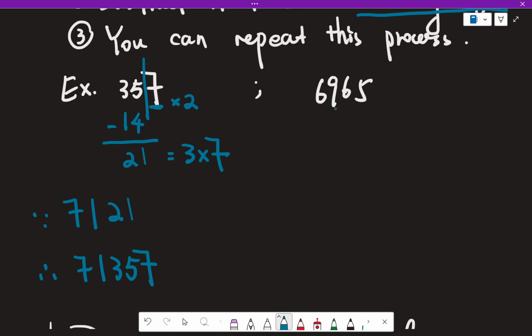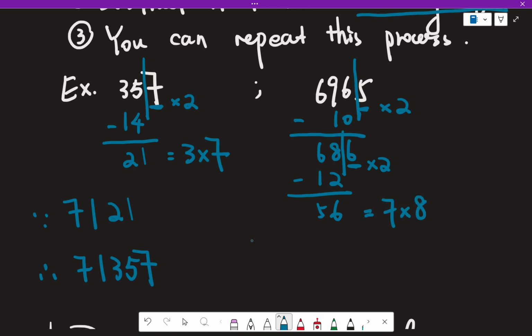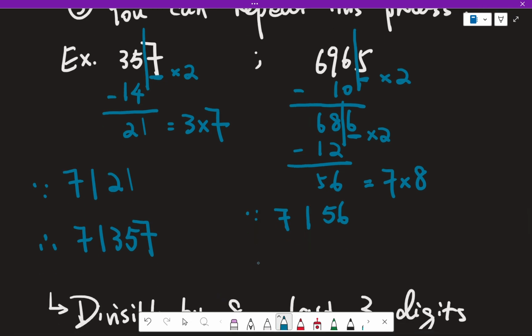Another example would be right here, 6,965. First, we double the last digit and subtract this 10 from the remaining digits. We got 686. And 686 is still fairly large. It is difficult to judge if it's divisible by 7. So we can take the last digit 6 again and multiply by 2. We got 12, and we subtract that from the remaining digits. We get 56. And 56 is equal to 7 times 8. So 7 divides this 56. Because of this, we can say that the original number, 6965, is also divisible by 7. And this is just the algebraic way we can use to judge if a number is divisible by 7 or not.